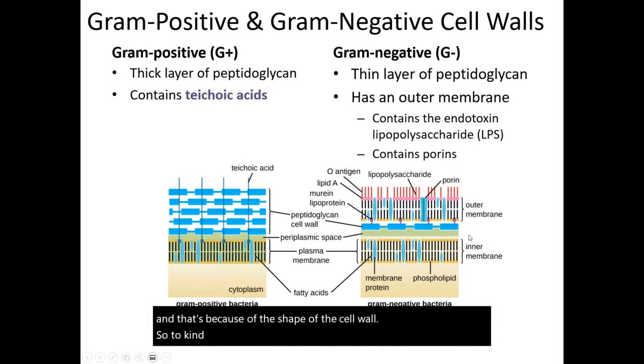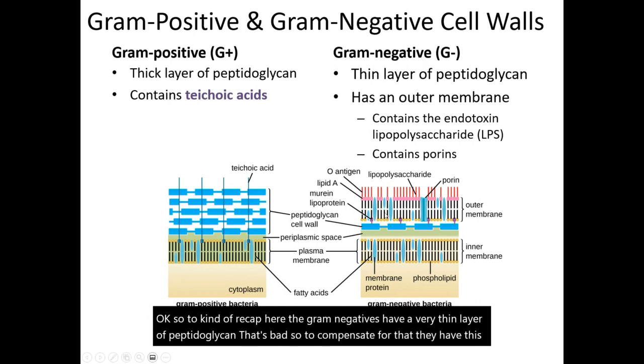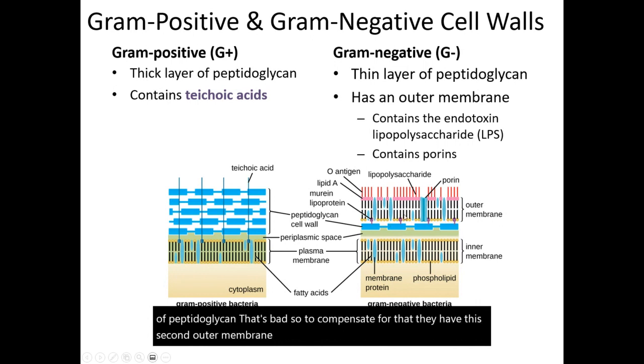So to recap here, the gram-negatives have a very thin layer of peptidoglycan. That's bad. So to compensate for that, they have this second outer membrane, the second phospholipid bilayer, which we call the outer membrane. And associated with that outer membrane is the endotoxin, known as LPS, lipopolysaccharide, and then these porins, which have a very specific shape and only allow very specific molecules to get in and out of the cell.